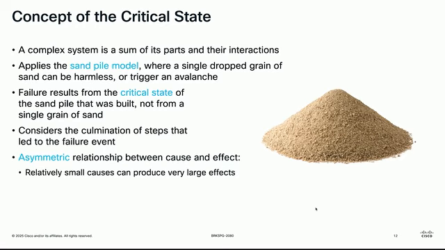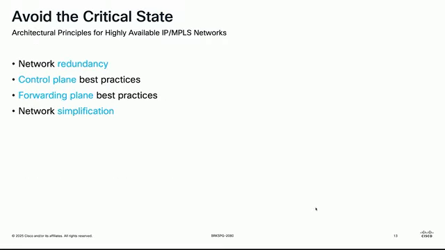So how do we prevent our networks from getting into this critical state? Well, it's through the combination of architectural best practices, including network redundancy, IP control plane best practices, IP forwarding best practices, and reducing network complexity.